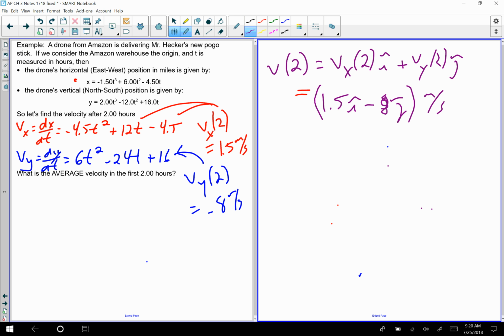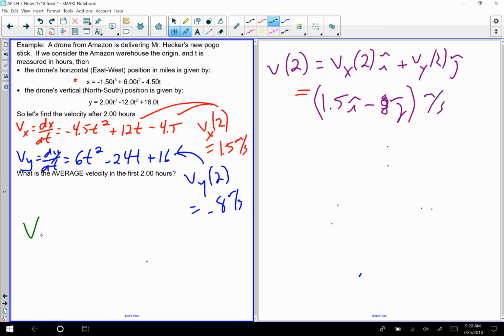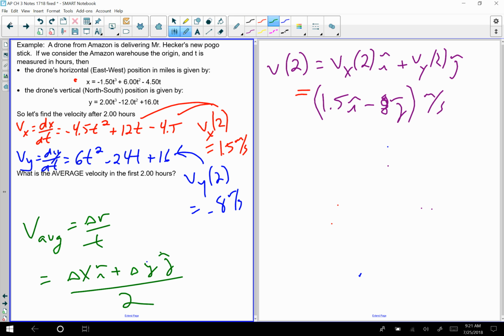Okay. Now, to find the average velocity in the first 2 hours, that's a different deal, right? So V average is change in R over T. So what's our change in R? Well, that's change in X in the i direction plus change in Y in the j direction divided by our time, which is 2 hours, right? So to find our change in X and our change in Y, let's go back to the chart.